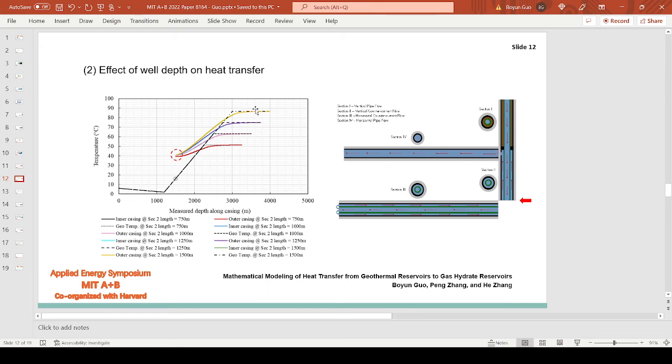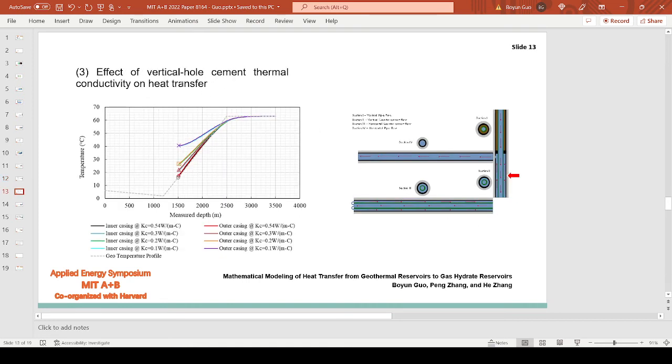See, the depth changed from 750 to 1,500 meters. The temperature in the lower section increases, but the temperature at the outlet of section 2, or the inlet of section 4, is almost the same.